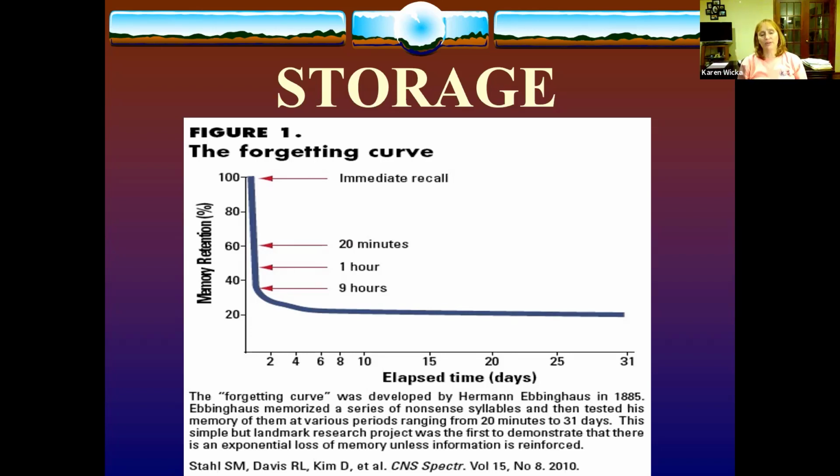The idea is that initially we remember, but it drops very quickly, and then it levels off, and we only really maintain about 30% of what we encode in our brain. So that can be another problem with eyewitness identifications, because it's not all being stored the way we think it's going to be stored in the brain, okay?